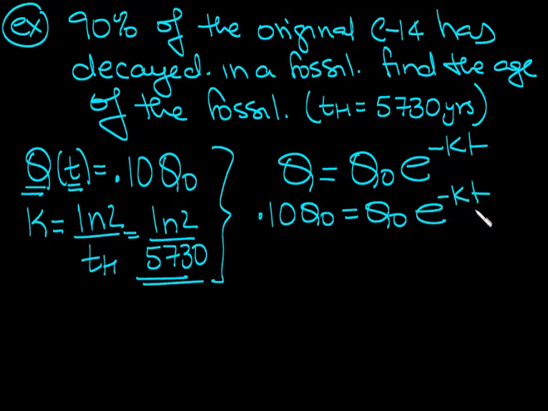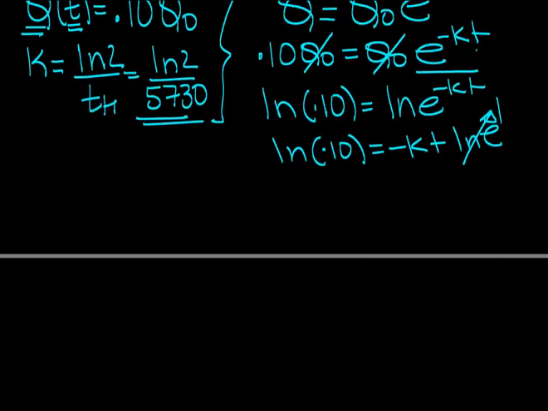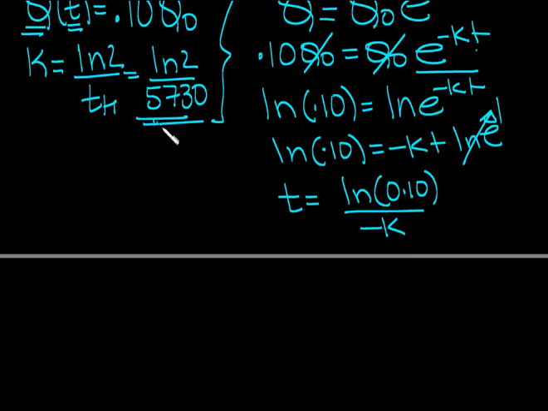I want to solve for T, so I'm going to isolate the exponential term. Divide both sides by Q naught. I did that, so now introduce logs on both sides. We get ln of e to the minus kt, bring the exponent in the front. So you get minus kt times ln of e, which is 1. Now we divide both sides by negative k, so you get ln of 0.1 divided by negative k. But we know what k is, it's right here. So we get ln of 0.10 divided by minus ln of 2 over 5,730.